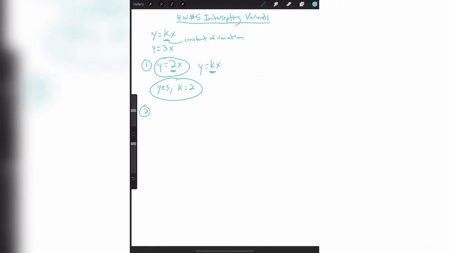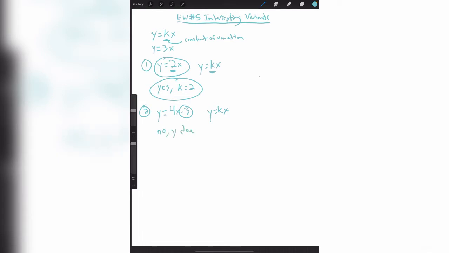Number 2 is y is equal to 4x minus 3. Now, you have y, you have equals, you have a 4x, but then you also have this minus 3 on the end. Okay, so this is our equation, y is equal to k times x. There's nothing after that x there. So this is not our equation that we've been using for direct variation. And this minus 3 is what throws us off. So determine whether y varies directly with x. You say no.